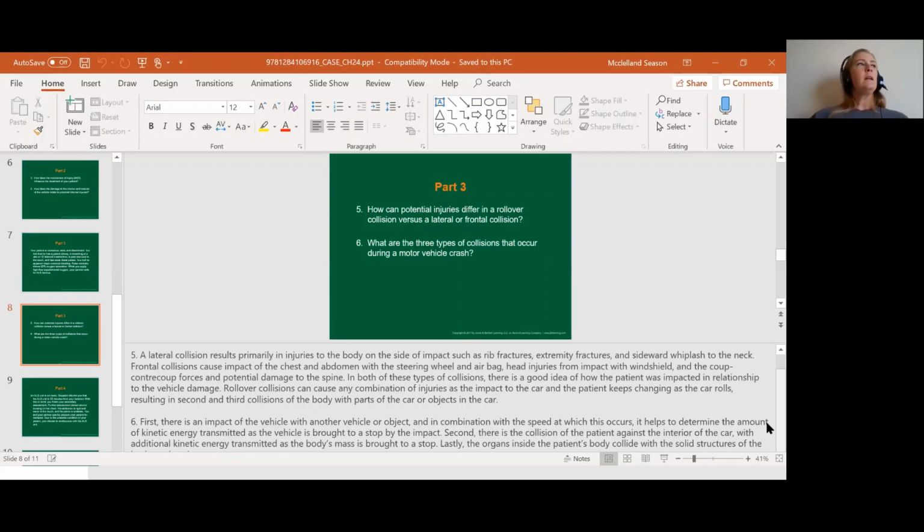Okay. So in a lateral collision, there's a specific injury that is more likely to happen in that type of collision than a frontal collision. And does anybody remember what that type of injury is? Whiplash? It's not a broken arm or shoulder, is it? No. It's an internal organ.